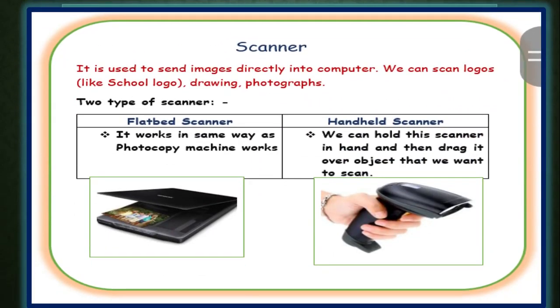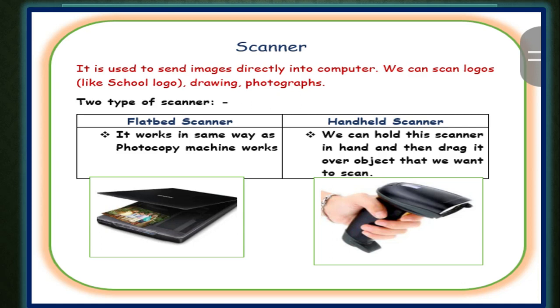Next is a scanner. It is used to send images directly into computer. We can scan logos like school logo, drawing, photographs. So scanner is also an input device, and it is used to send image directly into the computer. And with the help of scanner, we can scan different logos like logo of school, or we can scan any drawing or any photograph, and that image or that logo will be stored in the memory of the computer.